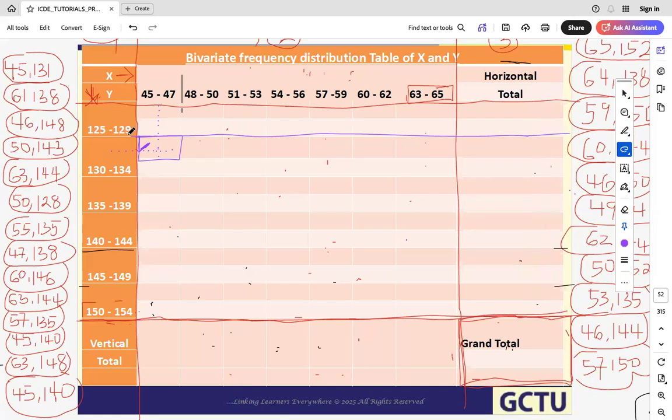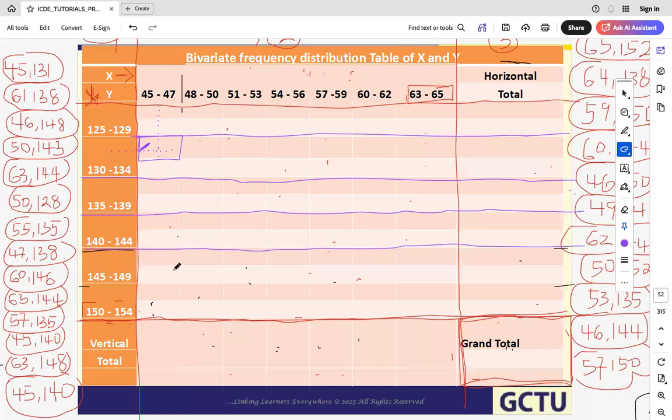This is 125 to 129 cell. This is 130 to 134. This is the third one, 135 to 139. Making sure the lines are creating the boundaries for us. 140 to 144, 145 to 149, and then 150 to 154.